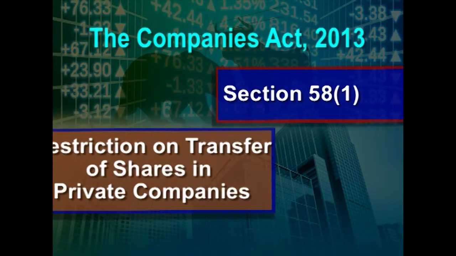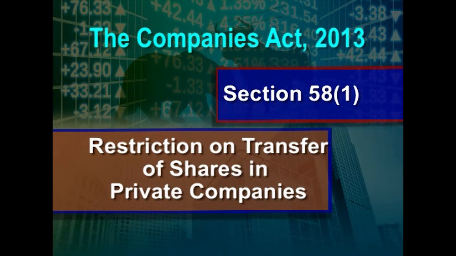Section 58, subsection 1, restrictions on transfer of shares in private companies. Articles of a private company always provide that shares can be transferred to outsiders only if no existing member accepts them at face value. These are called preemption clauses. Where no existing member accepts the proposal, transfer in favor of an outsider should be allowed.